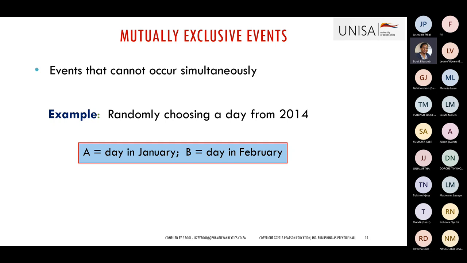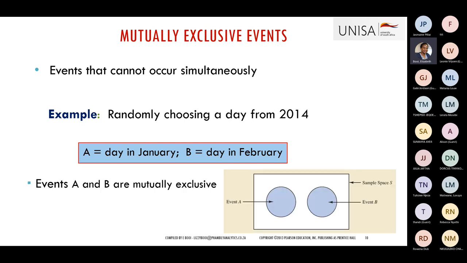That day has passed already. So it can never be in February. So these two events can never happen at the same time. So you can never have a day in January and also a day in February happening in 2014. So those we call mutually exclusive events. And when we calculate the probabilities, I will tell you more about the mutually exclusive events. So it means the two of them will never meet, or the two of them will never exist at the same time.